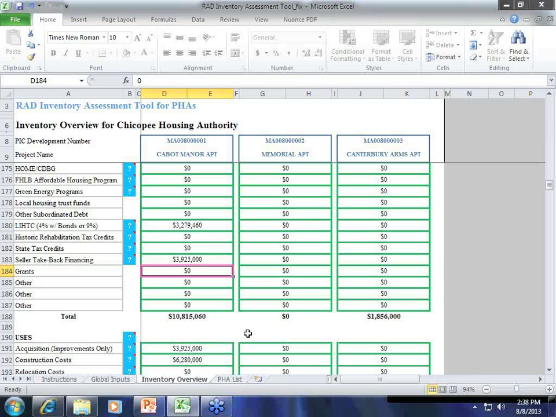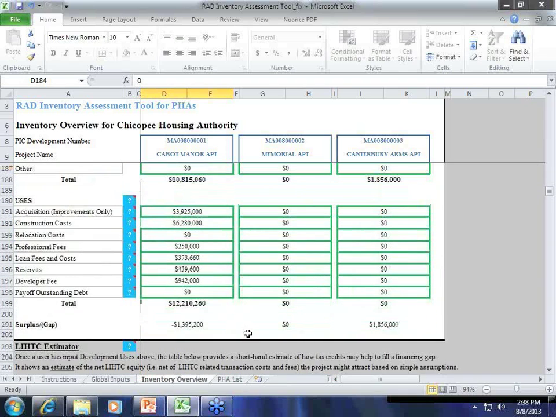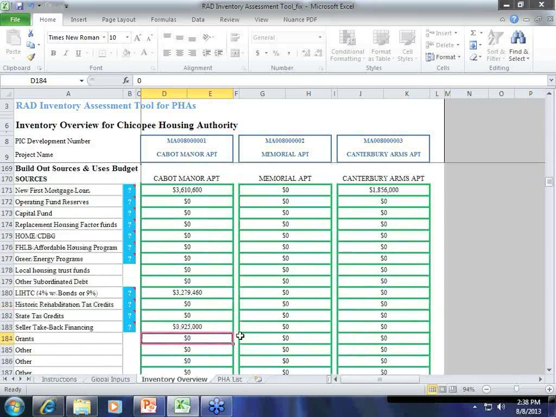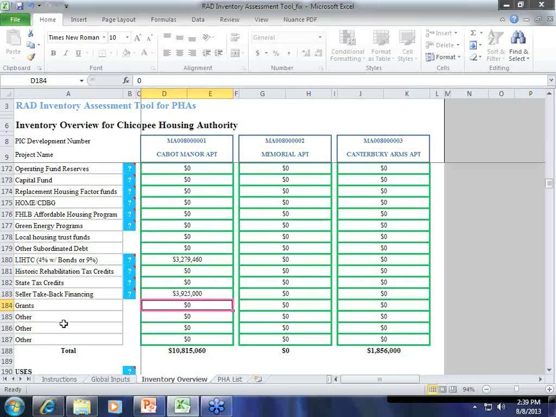Okay, now if you still have a gap, the next place you can look is deferred developer fee. What you can do is defer up to 50% of the developer fee and have that be paid as a priority out of cash flow. So in this case, just so you keep it as a formula, you would go down and pick up the developer fee and divide it by 2 in that line.